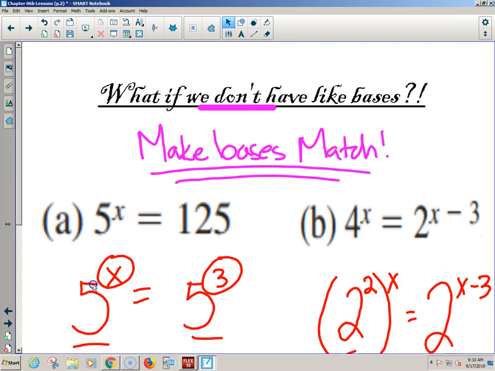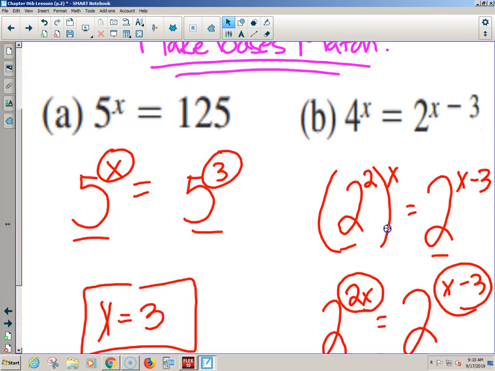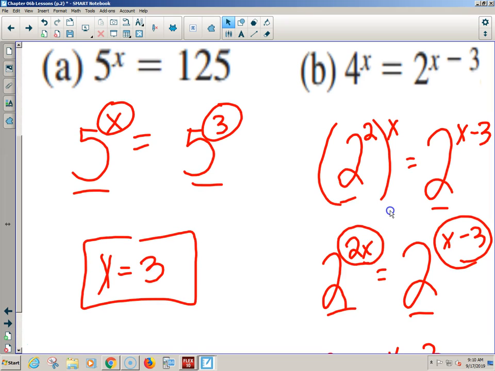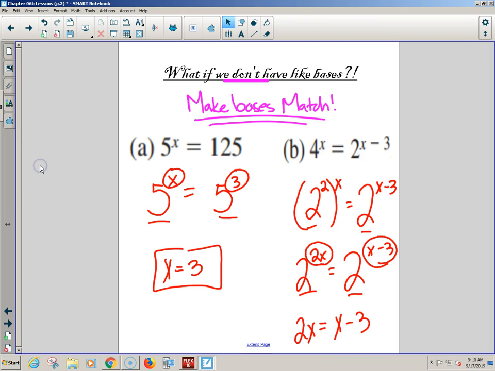We love to ignore stuff that we don't like or that looks complicated, right? So we need to make it in a legal form where we're allowed to ignore. Yesterday, in the very last example, they didn't match, but the 4 can be a 2 squared. We had to review a little bit. How do I do a power to a power? Multiply. Now what was true about my bases? If they're alike, I can ignore. So then all we had to do was solve our final equation, and then we were able to finish our example.